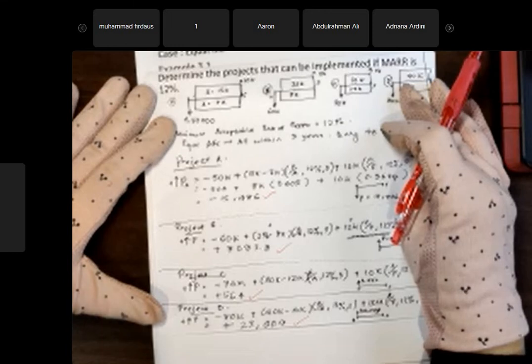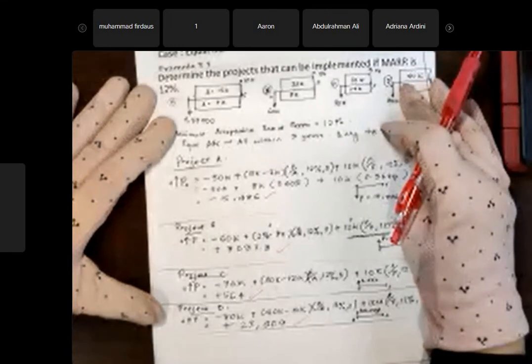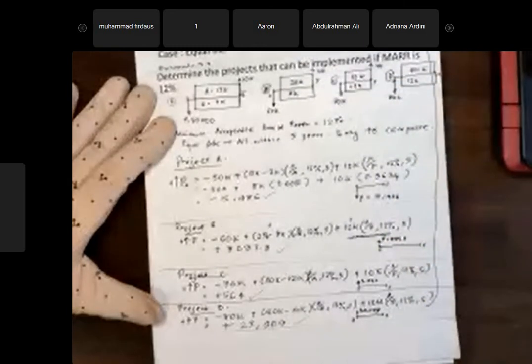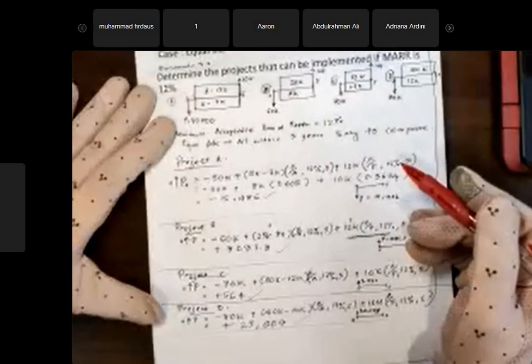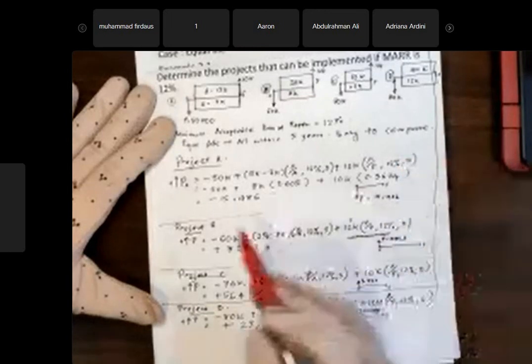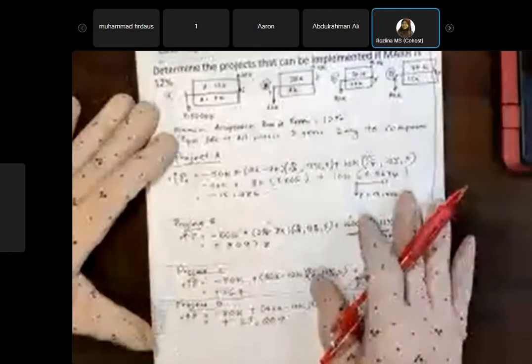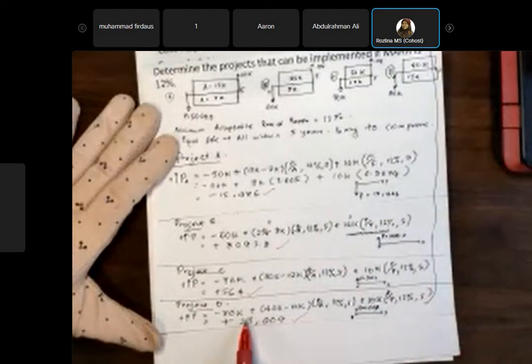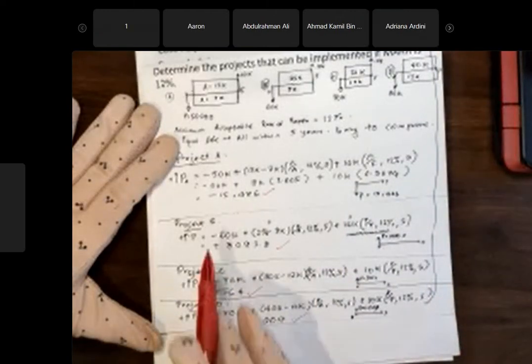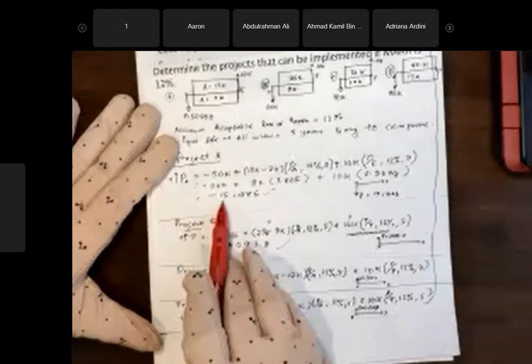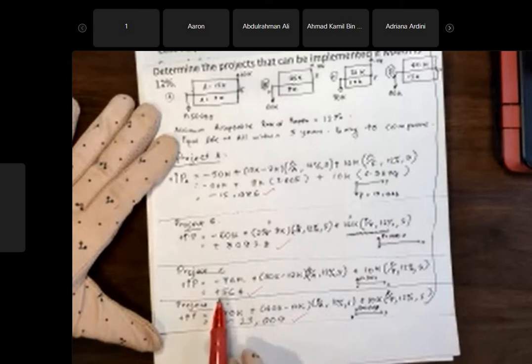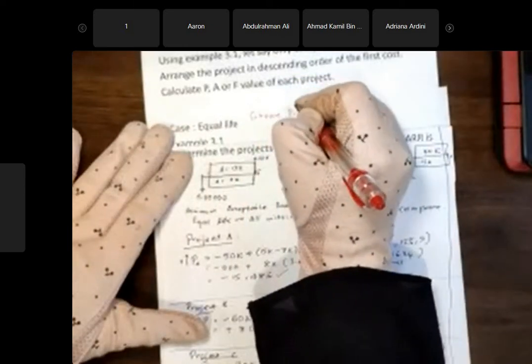The question is which one is the best? So you have to choose one. Easy question. Project D, Doktor. Project D, because Project D has the largest amount compared to the others. This one is a loss. This one can be profit, but the largest profit is Project D. So you just decide and choose Project D.